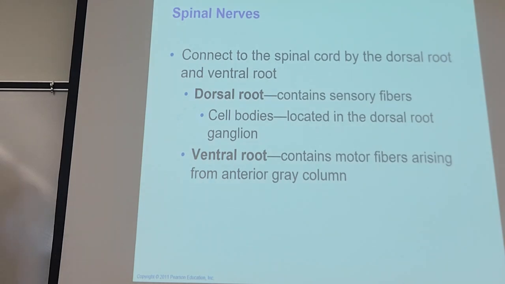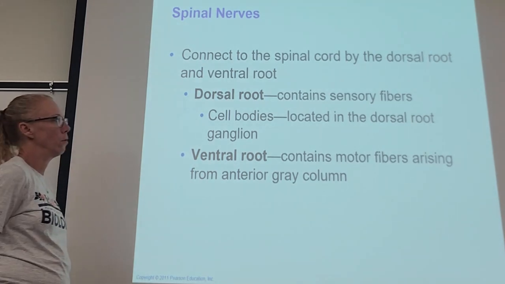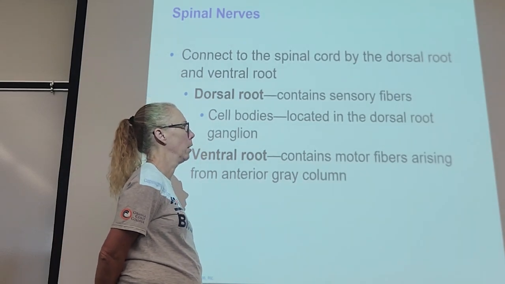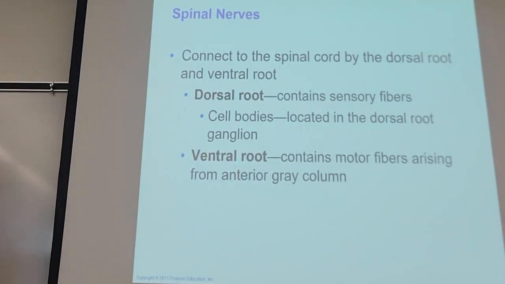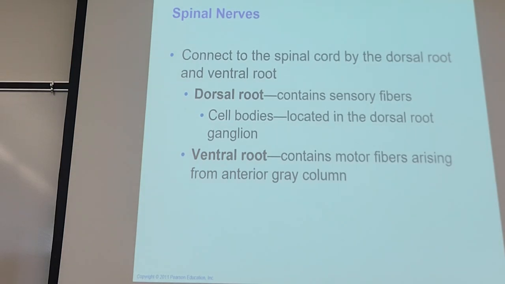Dorsal root carries sensory only. Ventral root carries motor only. Cell bodies are located in the dorsal root ganglion. Do we have a ganglion in the ventral root? No. Why? Because it's motor. Why is there no ganglion?